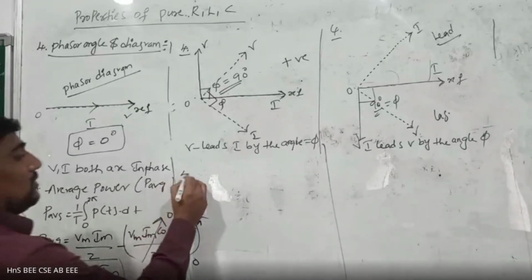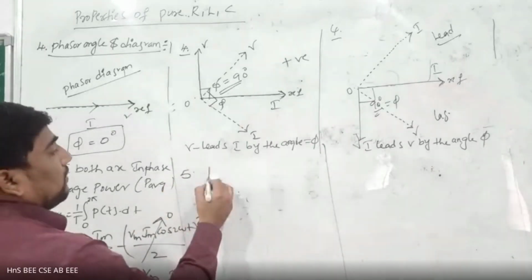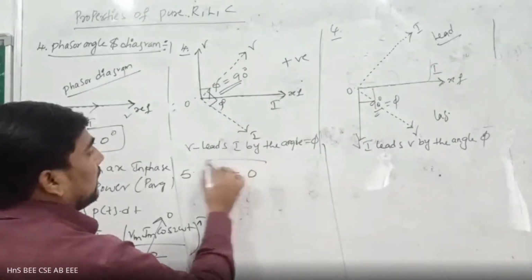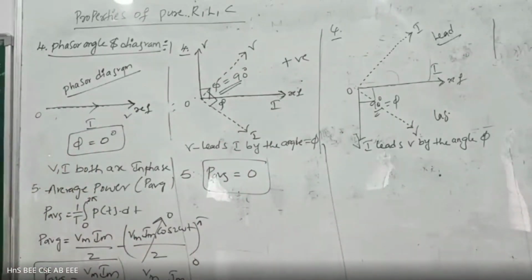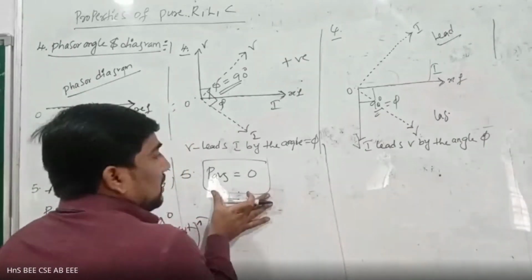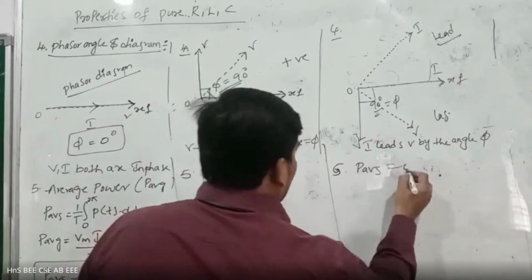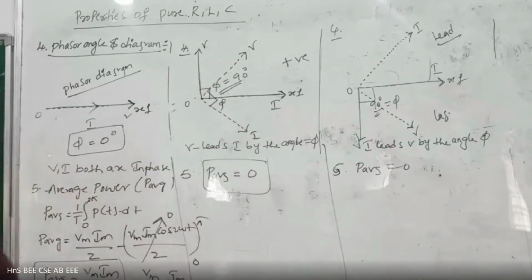Now coming to the fifth step of pure inductor. What is the P average? Average power in our pure inductor, simply writing 0. Okay, simple, substituting again we are getting 0 in pure inductor. Coming to pure capacitor, the average power is also 0.